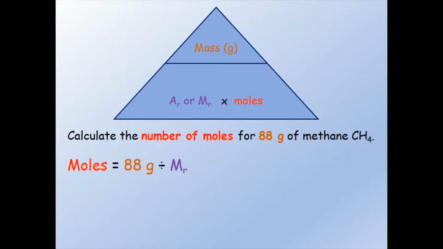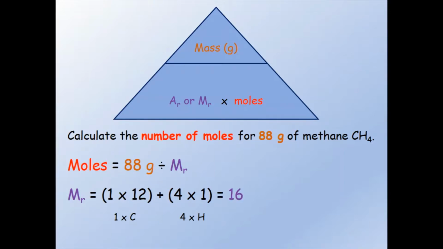And then again we have to calculate the relative formula mass, MR. And this time we have 1 carbon, and the relative atomic mass of carbon is 12, so we get 1 times 12 plus, then we have 4 times hydrogen. The relative atomic mass of hydrogen is 1, so we get 1 times 12 plus 4 times 1, and this together gives us a relative formula mass of 16, which we can then plug into our equation. So now we have moles equals 88 grams divided by 16, and this gives us a number of moles of 5.5 mole.